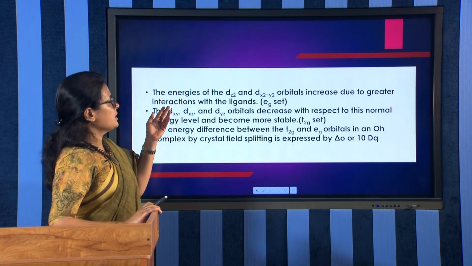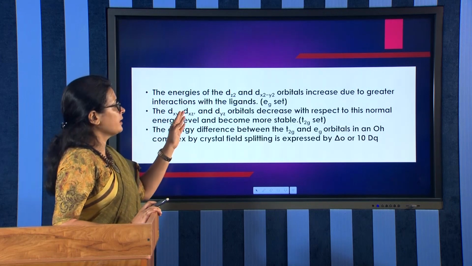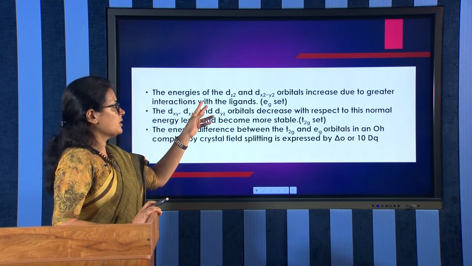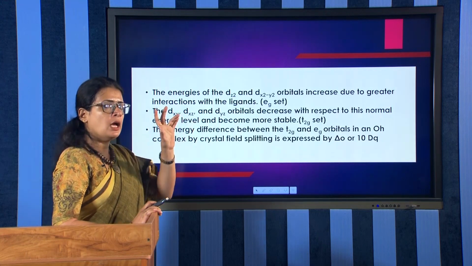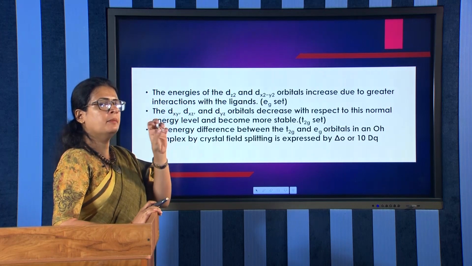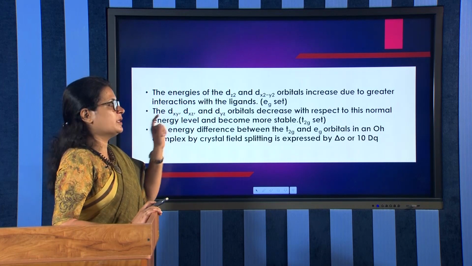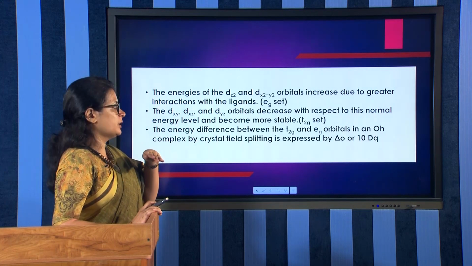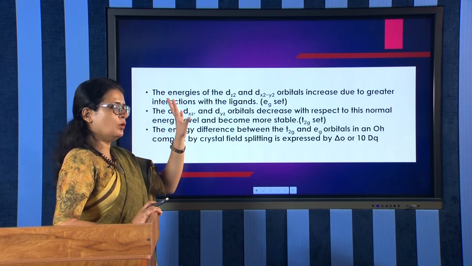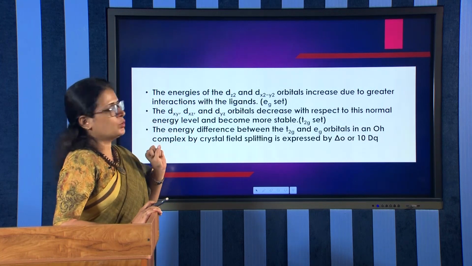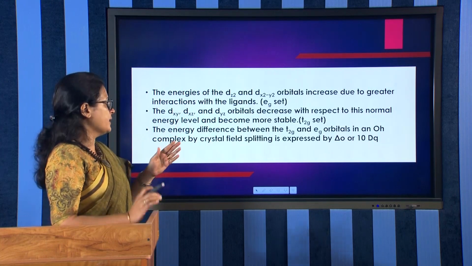And now, the energies of the dz square and dx square minus y square orbitals increase due to the greater interaction of the ligands, and that set is called the EG set, as I have already told. That is, dz square and dx square minus y square are combined as the EG set. The dxy, dxz, dyz orbitals will have a decrease in energy with respect to the normal energy level, and they become more stable. The 3 of them are grouped as the T2G set, and the energy difference between T2G and EG orbitals is called delta O.